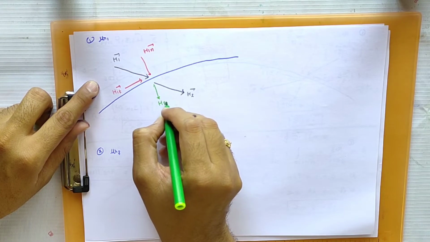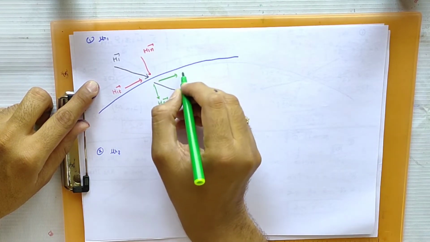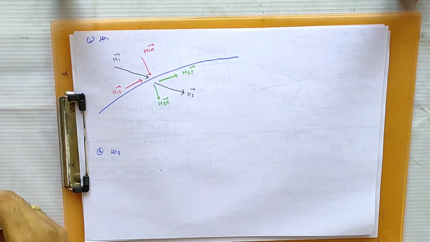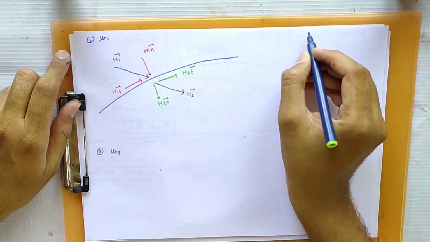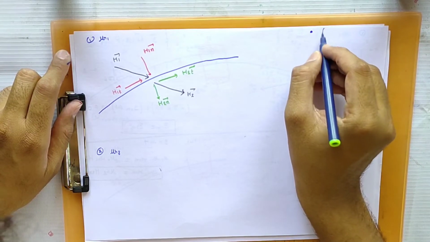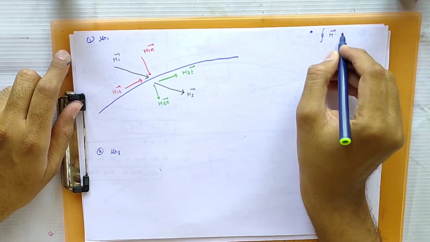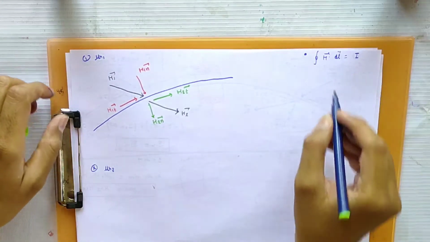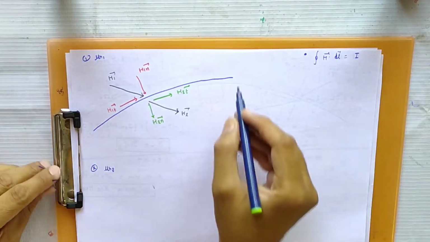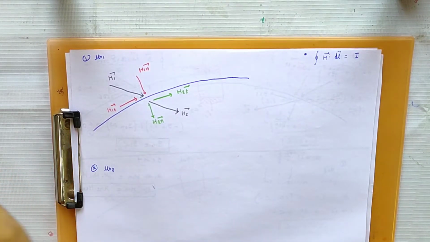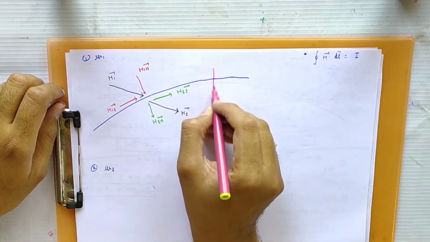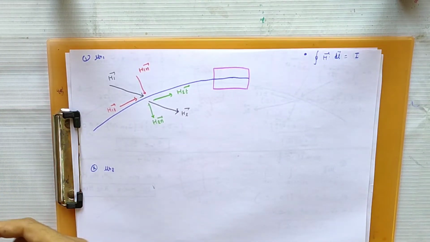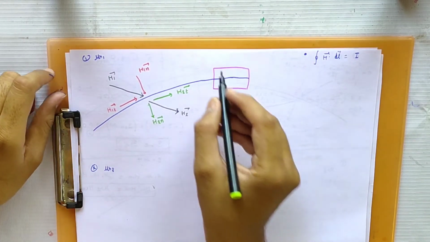Similarly for this case, H2n and H2t. Now in this case we have to use Ampere's second law, which is also Maxwell's fourth equation: integration of H dot dl is equal to I enclosed, or current I. It's a closed line integration, so we have to consider a closed loop. We apply the same concept that we applied for the electric wave.